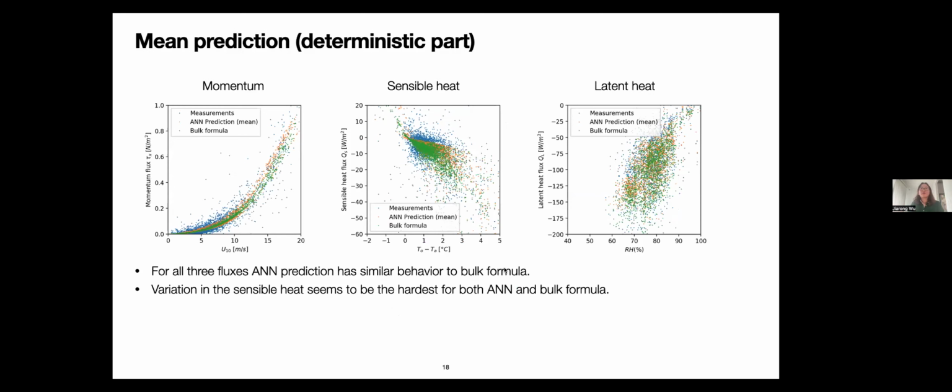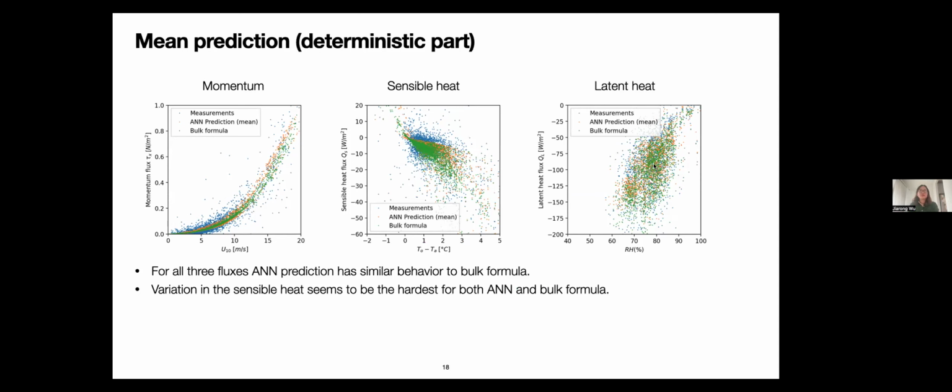Okay, now I'll show some results. This is how the trained neural nets predict the momentum, sensible, and latent heat fluxes. At first glance, you'll say that the ANN prediction is pretty close to the bulk formula itself. ANN is orange and bulk is green. And it is indeed the case that for all three fluxes, the ANN has pretty similar behavior to the bulk formula.